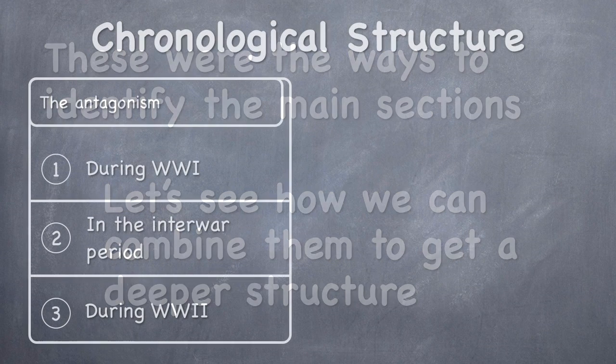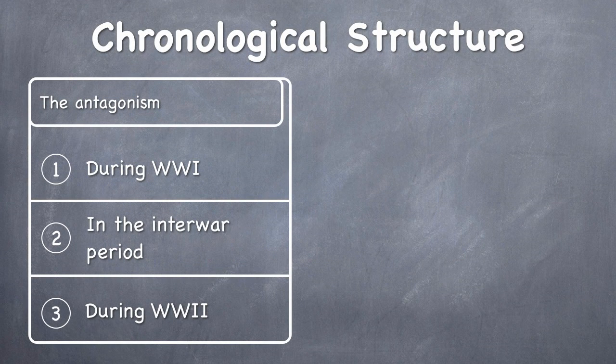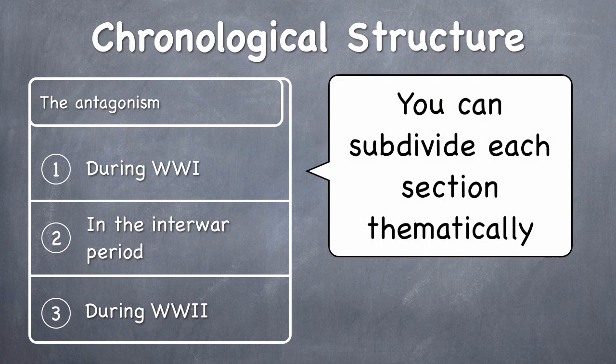Let's go back to our chronological structure. And we already have it here, right? Again, the subject is the antagonism, and the main three sections are during World War I, in the interwar period, and during World War II. Okay, again, it's chronological. Now you can subdivide each section thematically. So you're going to have a thematic structure within each section of your chronological structure. Let's see how this will work.